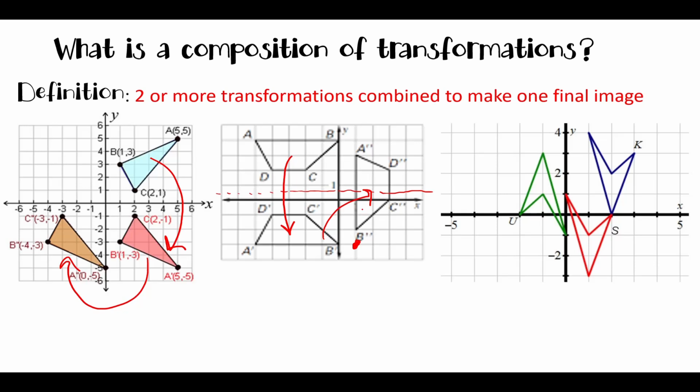So that is today's goal: not only to perform compositions of transformations, but also to easily identify what the order was that was happening. And the only way we're going to know that is if we label our ordered pairs accordingly with the appropriate prime symbols and double prime symbols and so on and so forth.